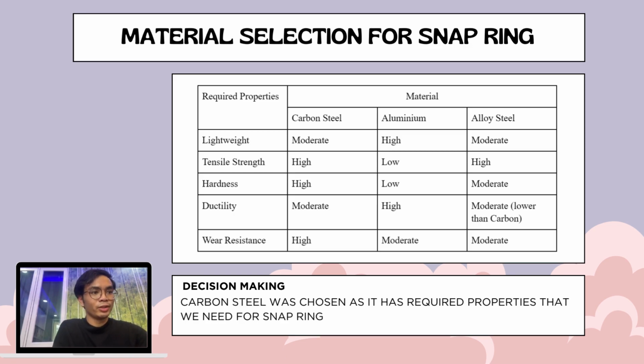So based on these three materials, we can see that carbon steel has the best properties compared to aluminum and alloy steel. Because of that, our group has chosen carbon steel as our material for the snap ring.